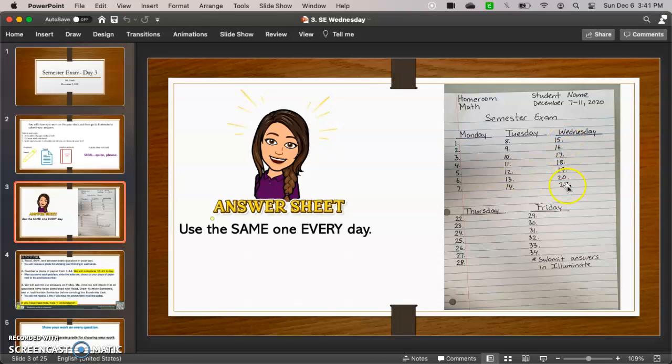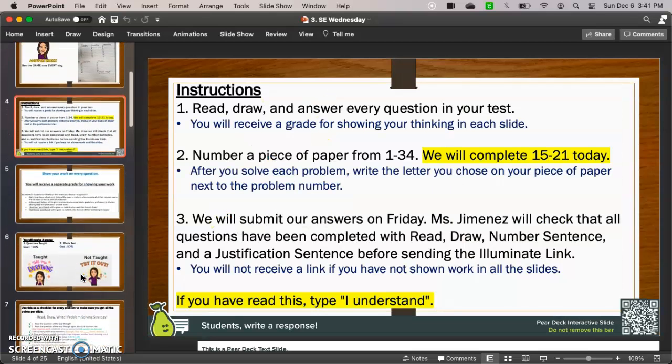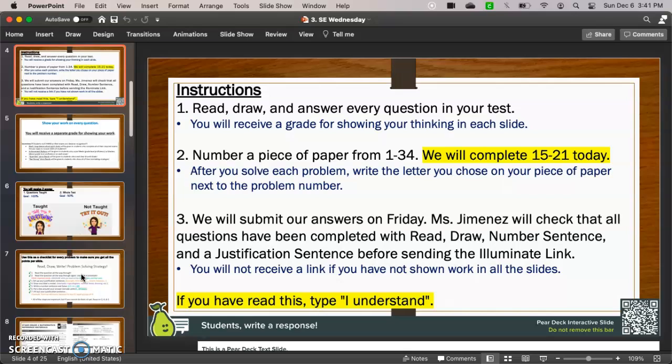Today we're going to be filling out Wednesday. Read, draw, and answer every question in your test. You will receive a grade for showing your thinking in each slide. Number a piece of paper from 1 through 34, which you should have already done. We will complete 15 to 21 today. After you solve each problem, write the letter you chose on your piece of paper next to the problem number. We will submit our answers on Friday.